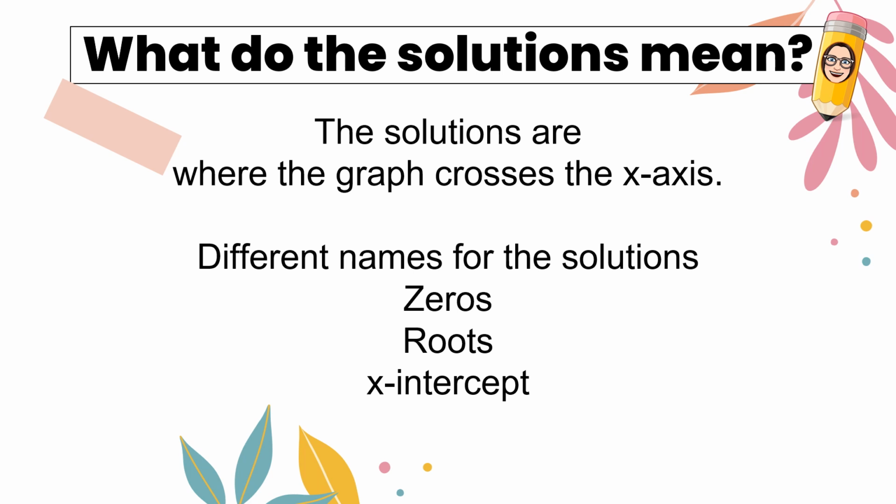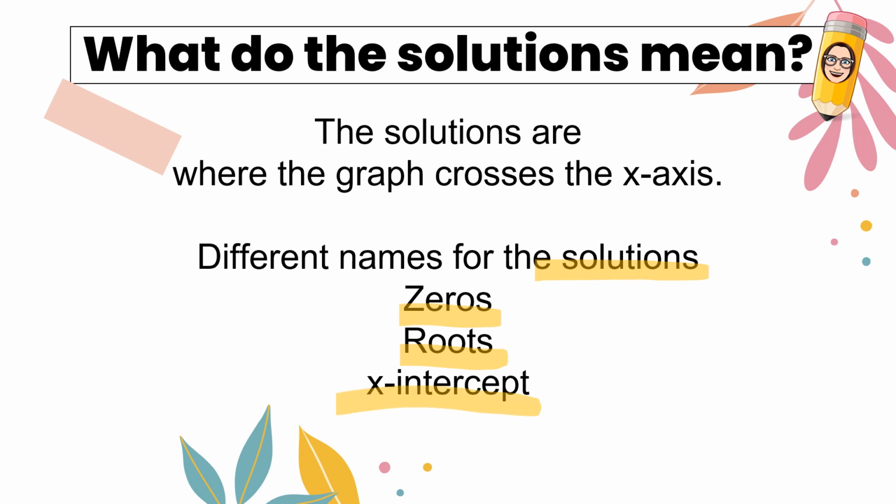So what do the solutions mean? When we're solving, what are we doing? The solutions are, and this is very important, here's how we're connecting it. Your solutions are where the graph crosses the x-axis, meaning they are our x-intercepts. Now, there are multiple vocabulary words that mean the same thing. Solutions are synonymous with zeros, are synonymous with roots, are synonymous with x-intercepts.